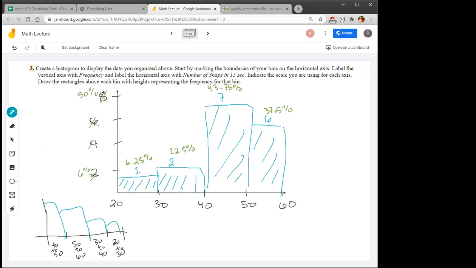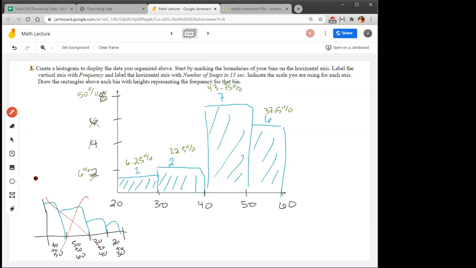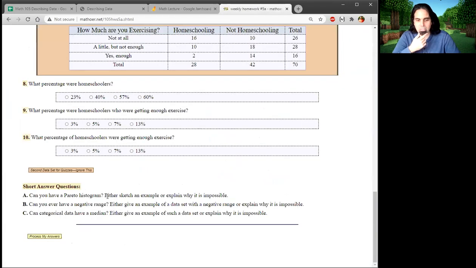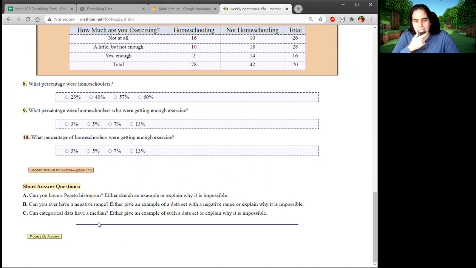So you could actually have a Pareto chart that was a histogram if your numbers luckily lined up, right? If coincidentally the earlier numbers were the biggest bars, it could happen. But forcing it to happen doesn't make any sense. So that's the right answer to this one. Could you have one if you lucked out? If the numbers happen to naturally go where the earliest bins were tallest, and then they got smaller after that. How about B? Can you have a negative range?